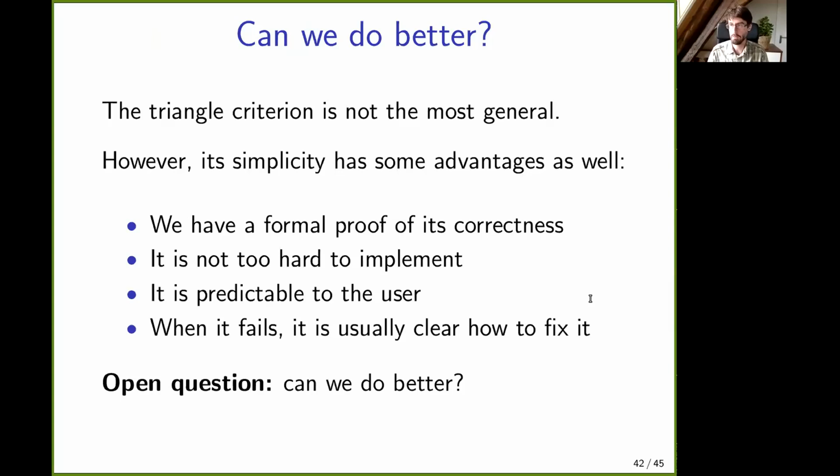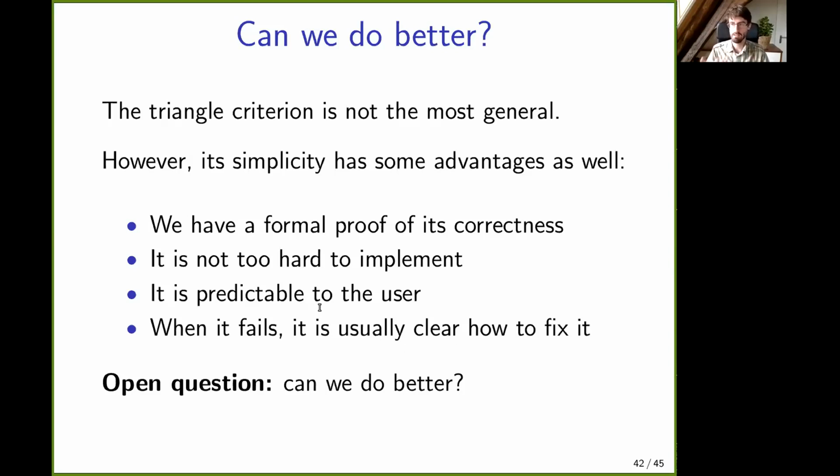So first of all, because of this simplicity, we were able to prove formally that it's correct and that we indeed have subject reduction for our theory. It's not too hard to implement. The most tricky part was computing the most general unifiers and defining the parallel reduction, but nothing too difficult. It's also quite predictable to the user, or at least when it fails, it's usually clear how to fix it.